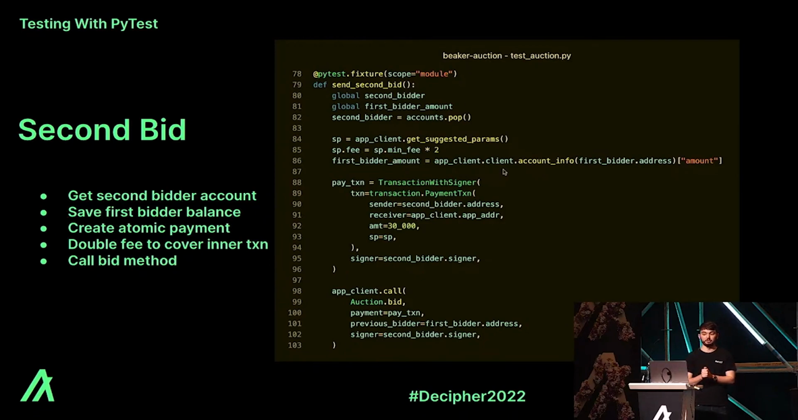This is something we're going to be running an assertion on in our test later, so we want to save this before we execute this, because we want to make sure that the accounts are actually given the algo that they rightfully deserve. And then we make the bid transaction much like we did the first time: creating the payment transaction using the SDK, and then calling the bid function, passing in that payment transaction and the previous bidder.